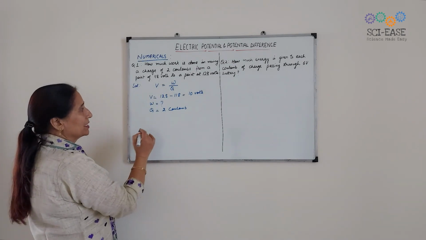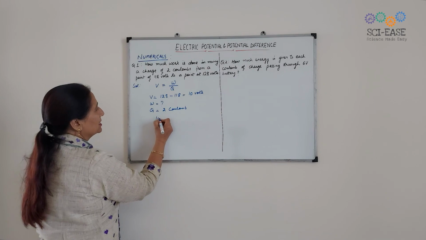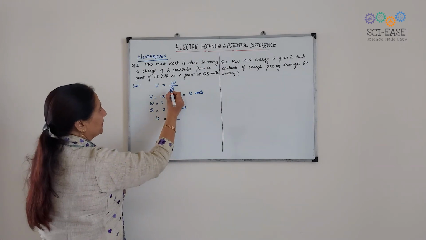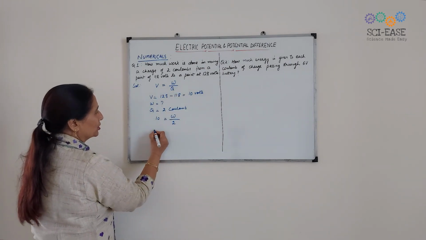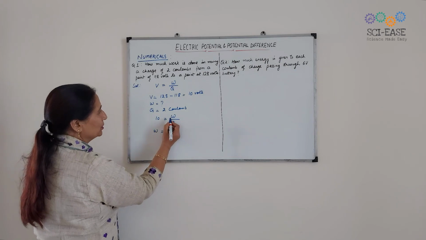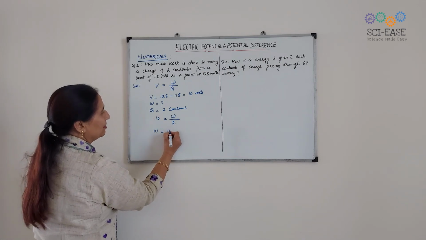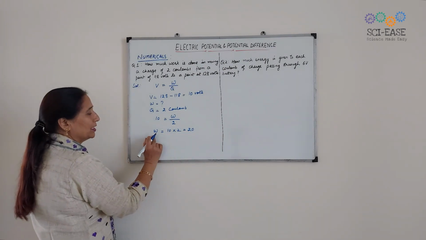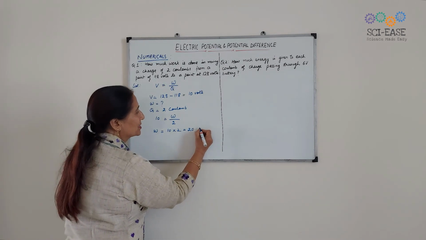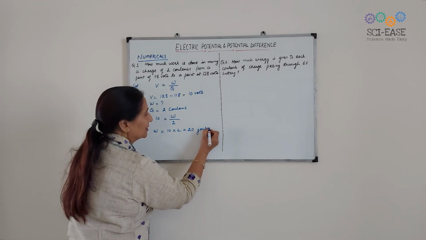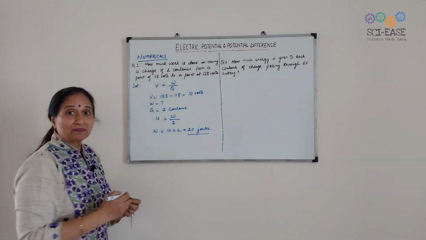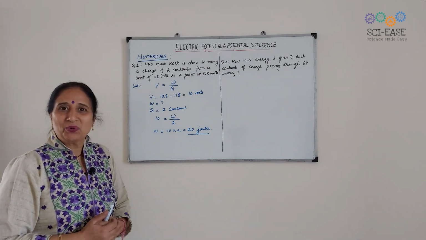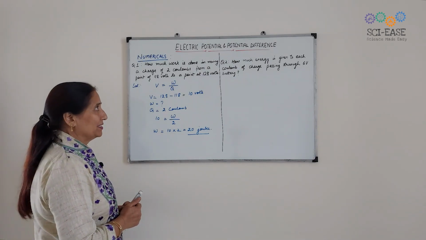Now putting the value in this expression, 10 is equal to W over Q, and Q is 2. So W will be equal to 10 multiplied by 2, which is equal to 20. What are the units of W? Joules. So a simple numerical, but you have to practice, then only you will be able to solve it.